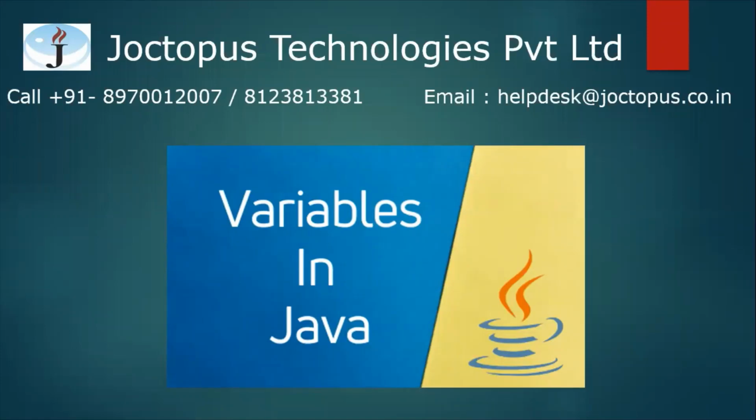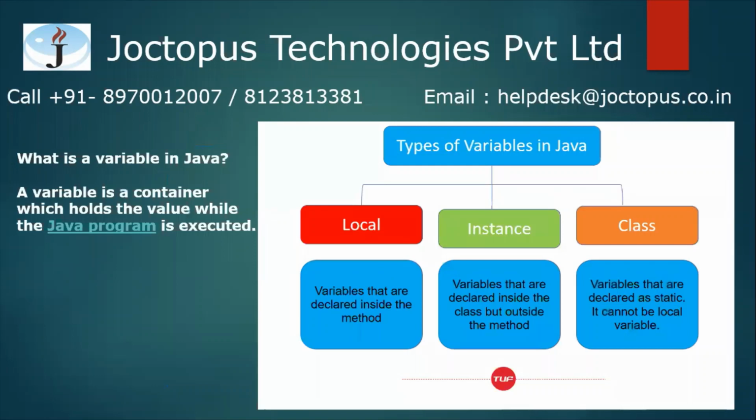In today's session, we'll try to see what variables are in Java and what the different types of variables in Java are. So let's get started. What is a variable in Java? A variable is a container which holds a value when the Java program is executed. So basically, variables are used for storing a value inside them.